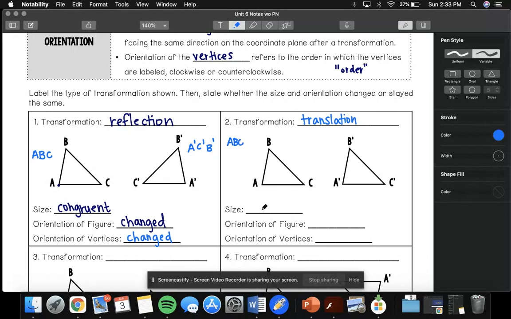Okay, the size. Is this congruent? Is it the same shape? Is it the same size? Yep. So we would call this congruent.